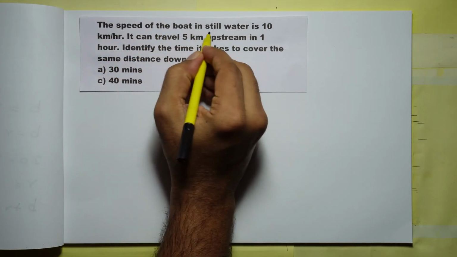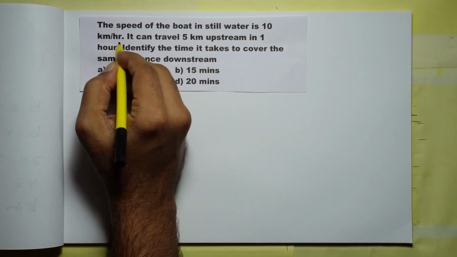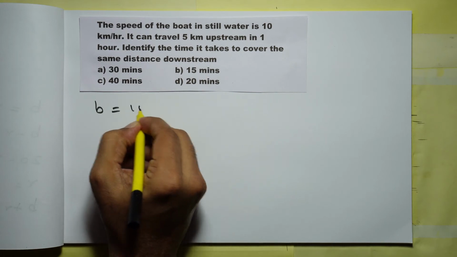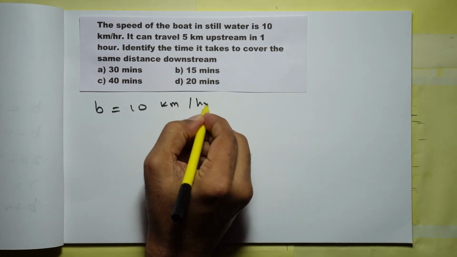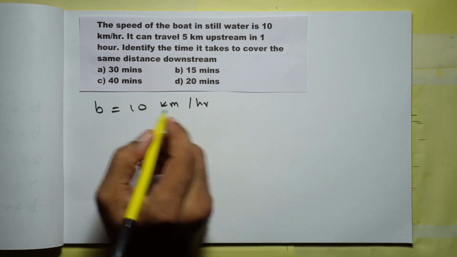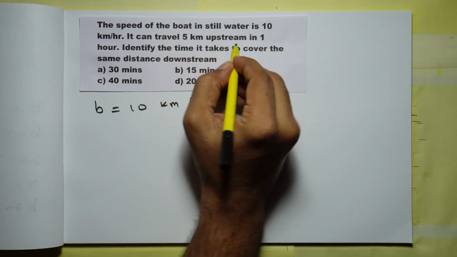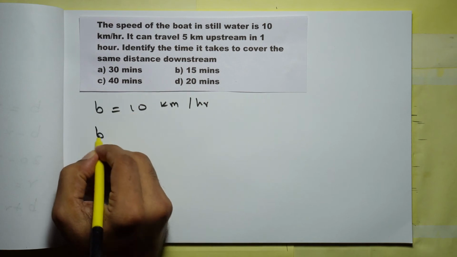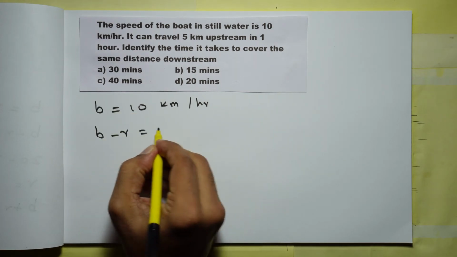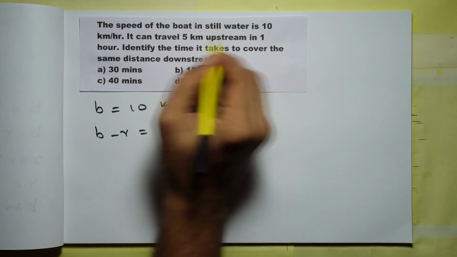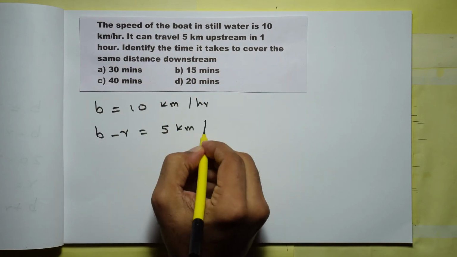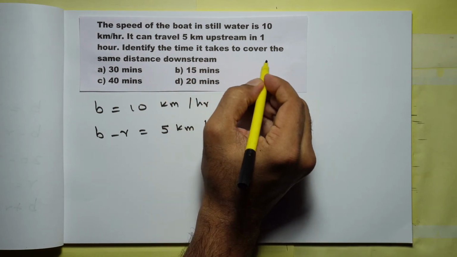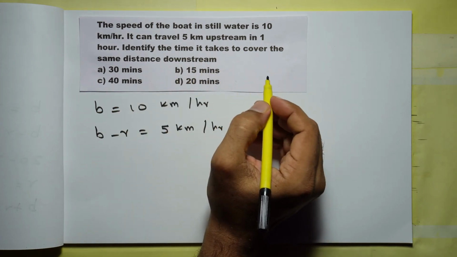The speed of a boat in still water is 10 kilometers per hour. So we'll just write down all the data here. B is equal to 10 kilometers per hour, that is the speed of the boat in still water. It can travel 5 kilometers upstream in 1 hour. Now when you are going upstream, effective velocity is B minus R, and that is equal to 5 kilometers in 1 hour or 5 kilometers per hour. Identify the time it takes to cover the same distance downstream.